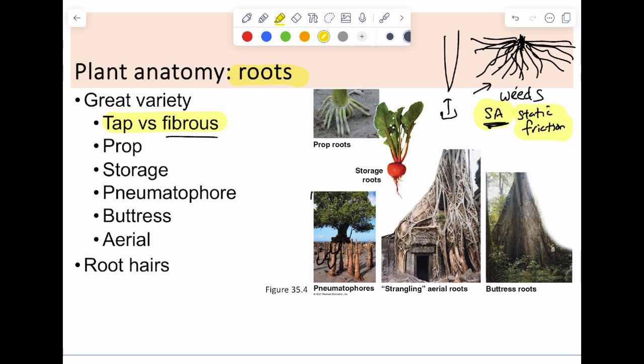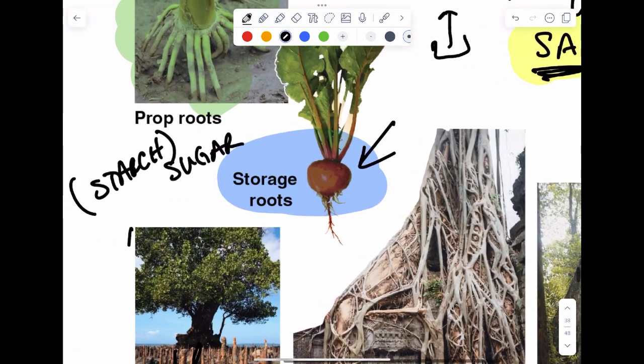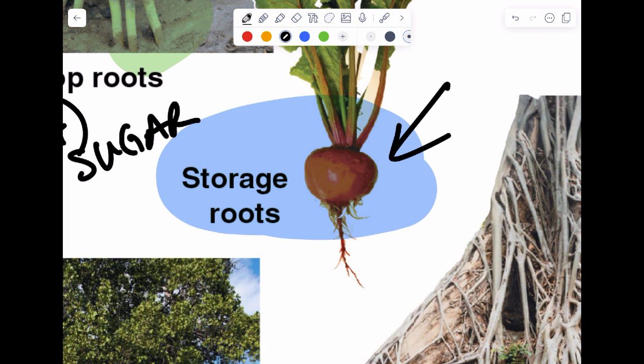But we have other types of roots too. So we can have things like a prop root. They're just there as stilts, hold you up. We got that. That's easy. We can have storage roots, meaning we're going to put stuff into it. What would we put into it? Sugar. Oh, so these are just full of sugar? Well, actually, no. It's the plant storage version of sugar. You call it starch. But if you break down starch, it's nothing but glucose. And you know what this is? That's a sugar beet.